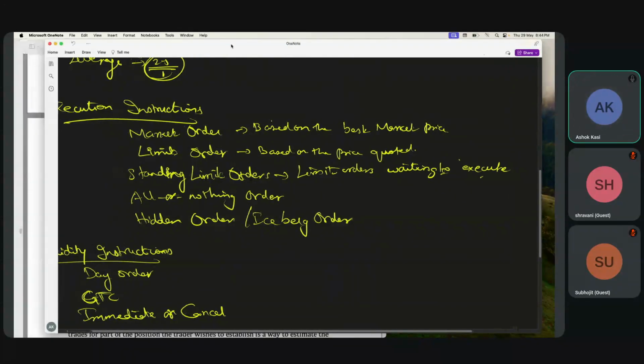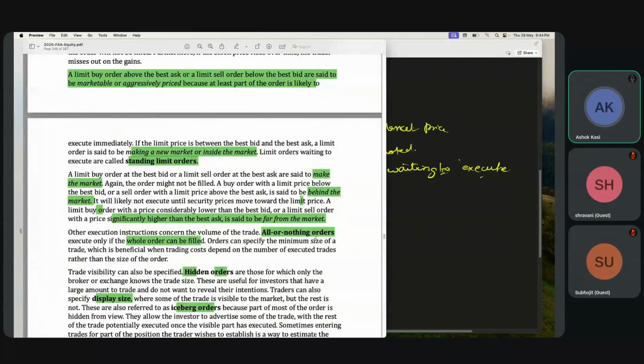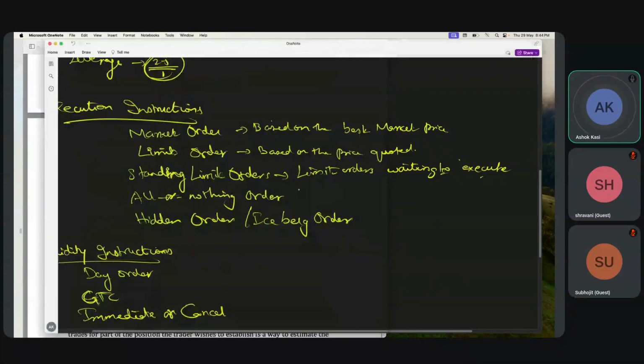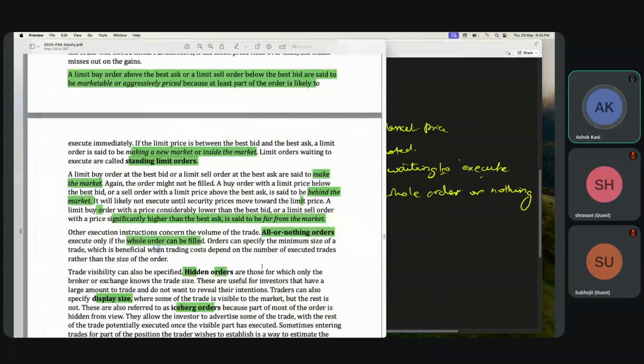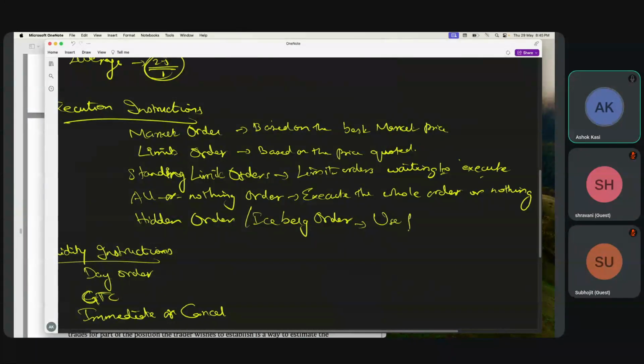All or nothing. Execute only if the whole order can be filled. Execute the whole order or nothing. Hidden order is useful for large deals.